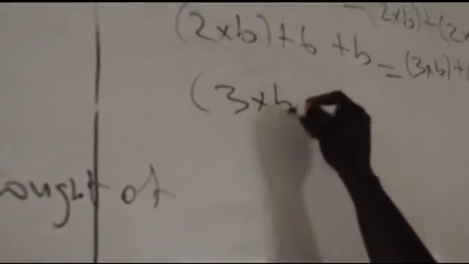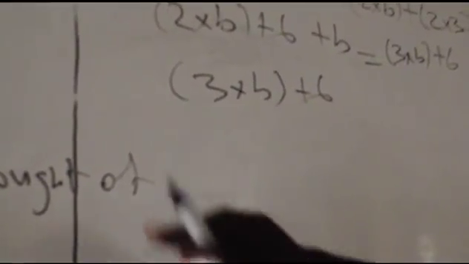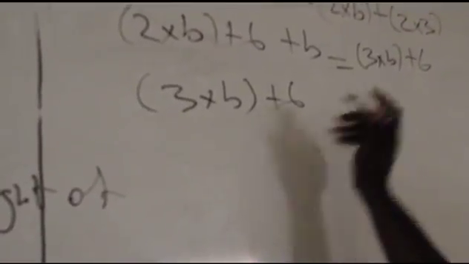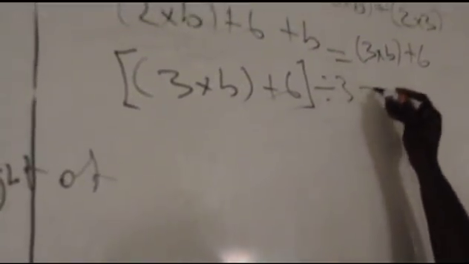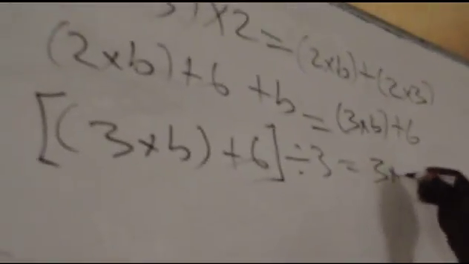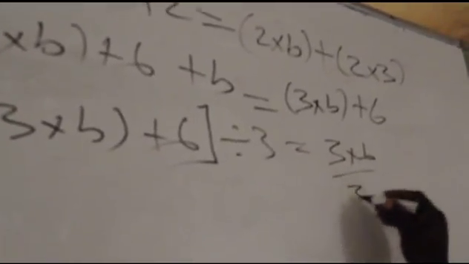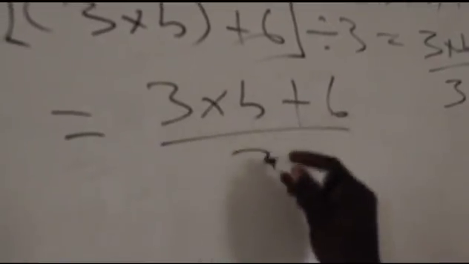Here it said divide the result by 3. So 3 times b plus 6. You divide all this by 3. So you have to enclose it in a brace. Divide by 3. And that will be equal to 3 times b over 3 plus 6 over 3. So now we notice that they have common denominators. So because they have common denominators, that will be equal to 3 times b plus 6 all over 3.